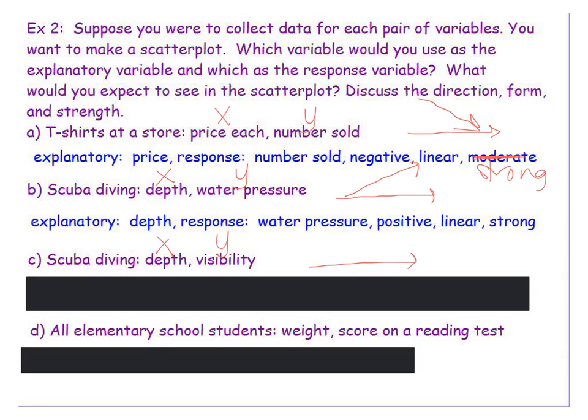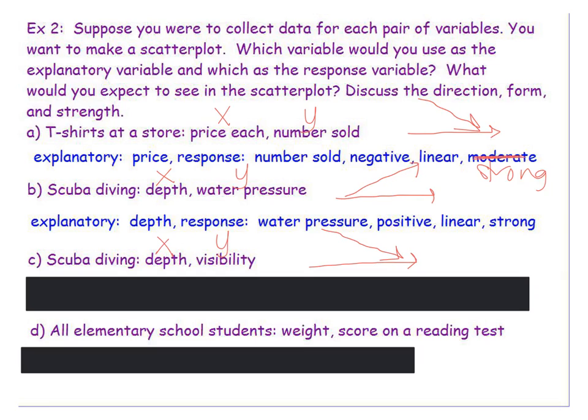Well, if you think about an ocean, the deeper you go, the darker it definitely gets. So visibility is going to go down. Now, it is linear. When you go deep in the ocean, you're not going to suddenly find light. So it is linear. But I am not going to say this is strong, and here's why.